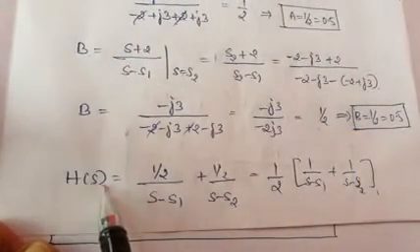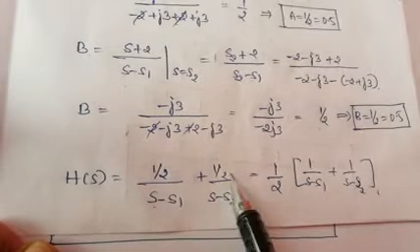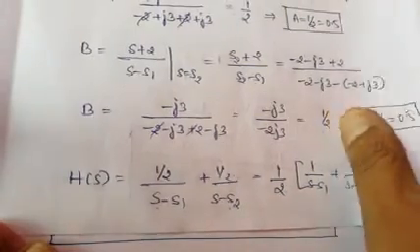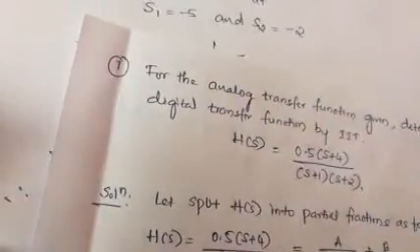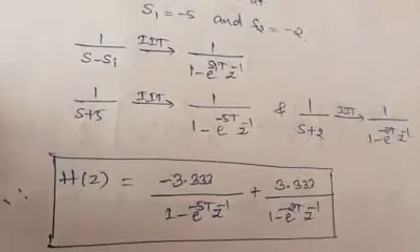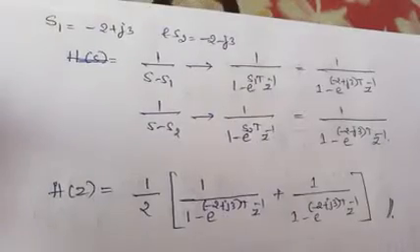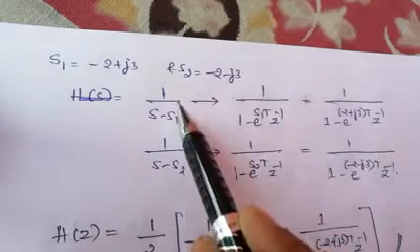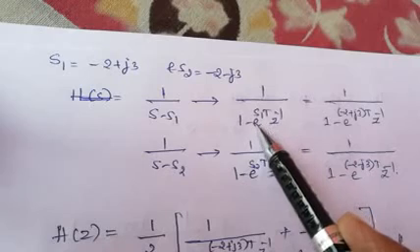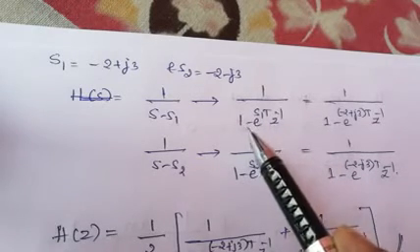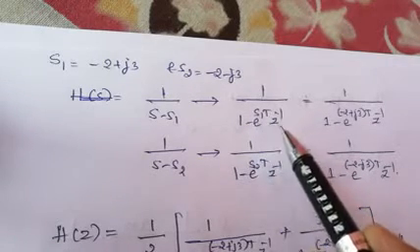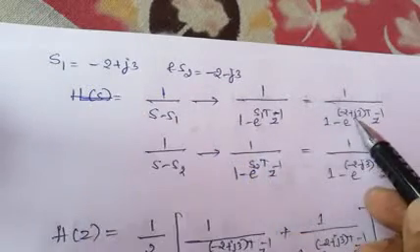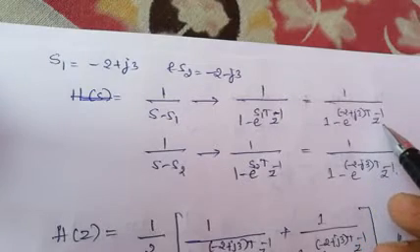Substitute, H of s equal to (1 by 2) divided by (s minus s1) plus (1 by 2) divided by (s minus s2). I will take 1 by 2 outside. So with the help of the standard IIT pair, s1 equal to minus 2 plus j3, s2 equal to minus 2 minus j3, hence 1 divided by (s minus s1), that is a standard IIT pair, that is 1 divided by 1 minus e to the power s1 T multiplied by z raised to minus 1, where s1 is what we already calculated, substitute here minus 2 plus j3, T multiplied by z raised to minus 1.